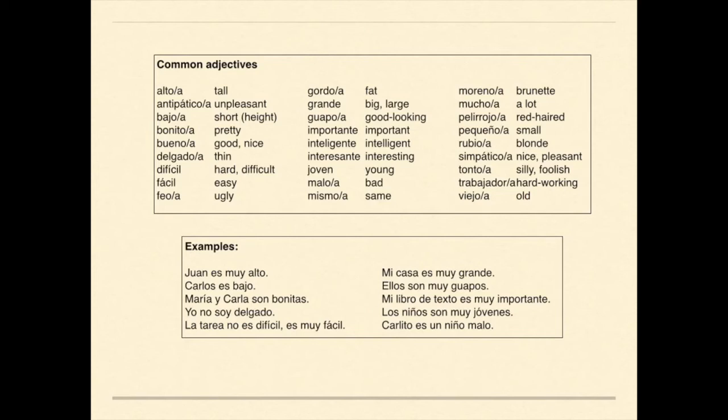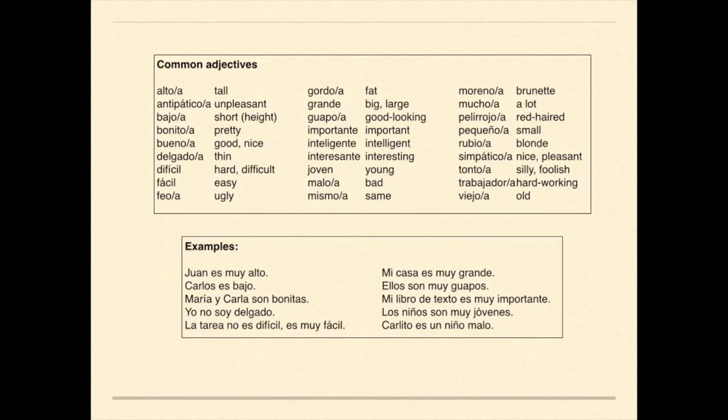Juan es muy alto. Carlos es bajo. María y Carla son bonitas. Maria and Carla are pretty. Yo no soy delgado. I am not thin. La tarea no es difícil. Es muy fácil. The homework is not difficult. It is very easy. Mi casa es muy grande. Ellos son muy guapos. They are very good looking. Mi libro de texto es muy importante. My textbook is very important.